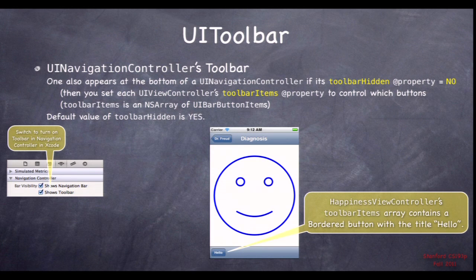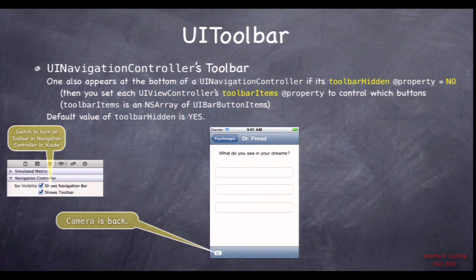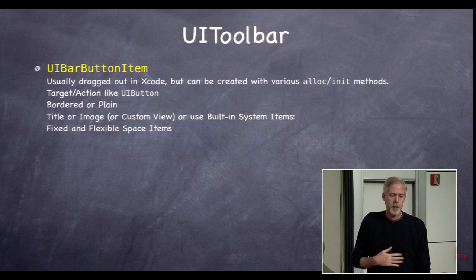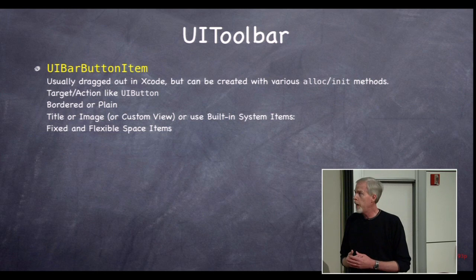So it's really quite cool, easy, simple to use. If you press the back button there, of course, and we go back to the psychology view controller, we go back to the camera, right? Has the button down there. All right, UI bar button items. Let's talk about those, because this is really the guts of what makes the UI toolbar work.